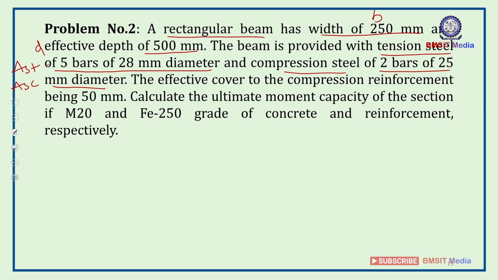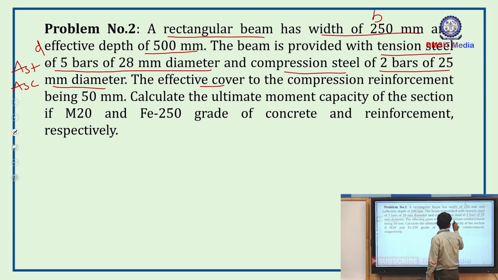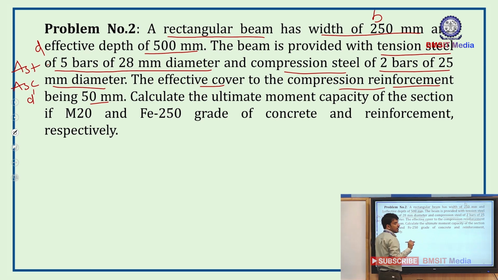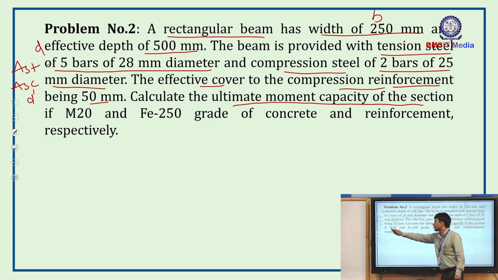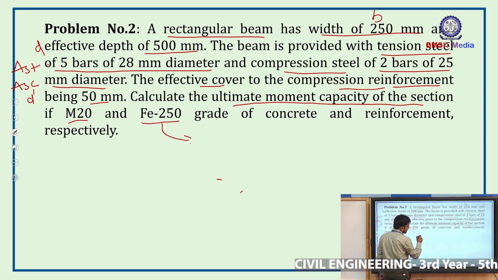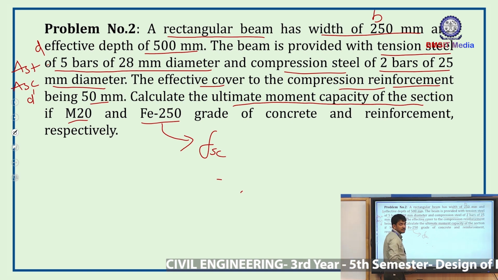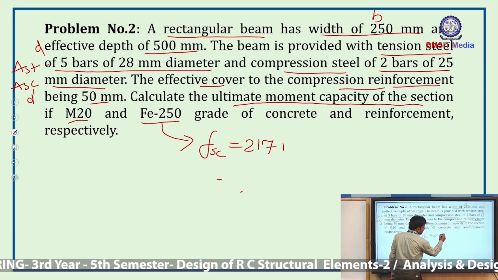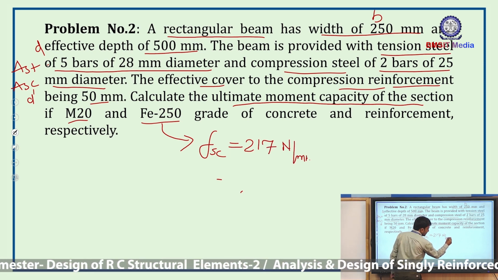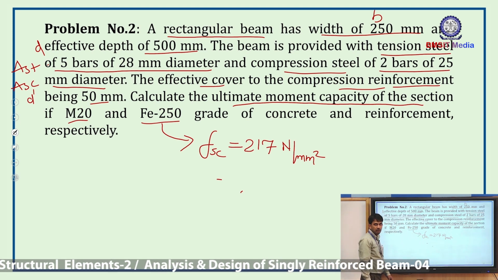And the units we also take care of. The effective cover for the compression reinforcement is 50 mm, so we can say this is the d dash, which we require when we have to calculate the FSC, the stress in the compression reinforcement, to then calculate the moment of resistance, the capacity of the section. Okay, so for the moment of resistance analysis problem, this one is M20 Fe250. If you look at the table for this grade of steel, FSC, the compression stress in the compression reinforcement, is always 217 Newton per mm square.